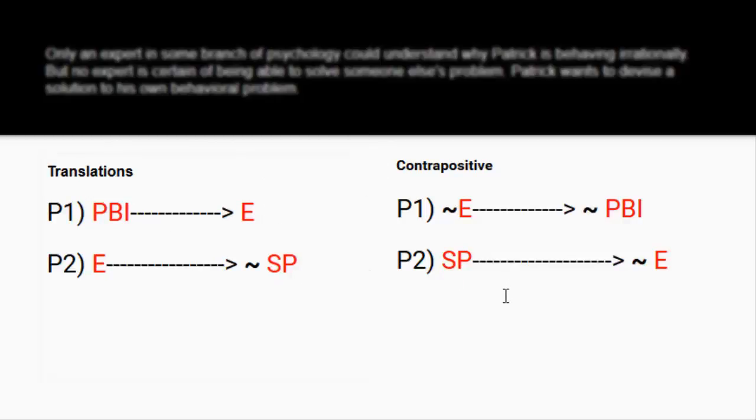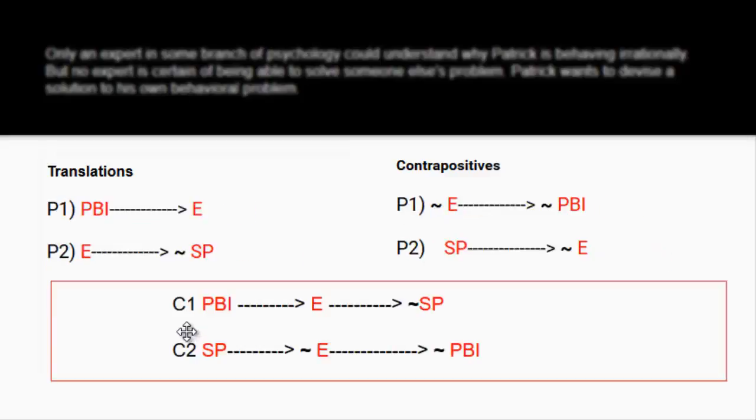And of course, we can draw the contrapositive, which is SP, not E (expert), arrow, not PBI. All right, so let's see what we have now. We can chain them together, and this is what we have here: PBI, E, not SP. And then, of course, the contrapositive, which is the same thing. All we did was flip and negate. When we flip this whole thing and negate it, we get SP, not expert, not PBI.